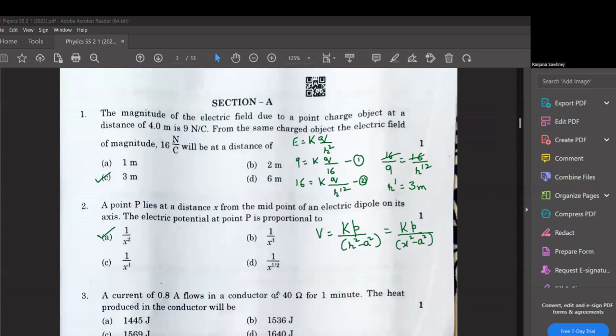Question number 3. A current of 0.8 amperes flows in a conductor of 40 ohms for 1 minute. You have to find out the heat produced. We know that the heat produced is given by I square R into T. I is given as 0.8 ampere, so it becomes 0.8 into 0.8 into 40 ohm. Then time is given in minutes, so 1 minute is equal to 60 seconds. On simplifying it, you get 1536 joules. So the B option is correct.